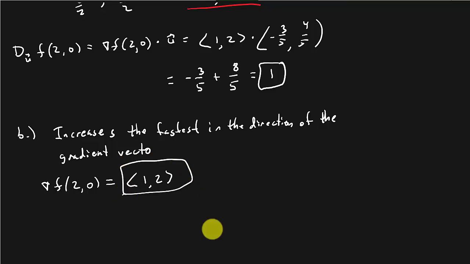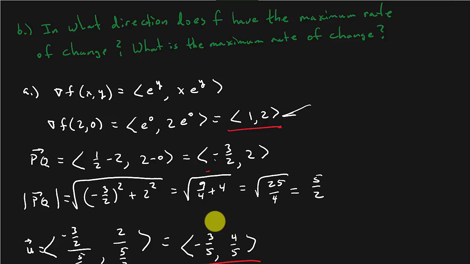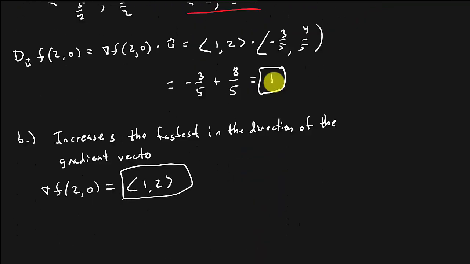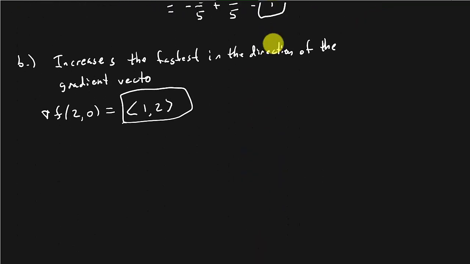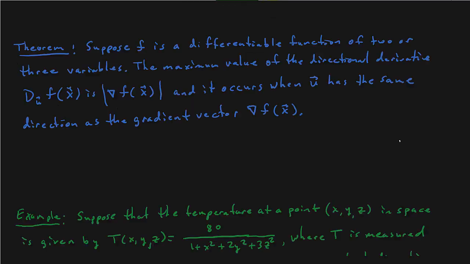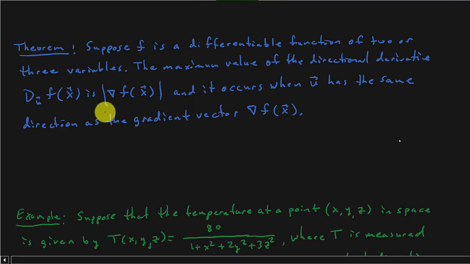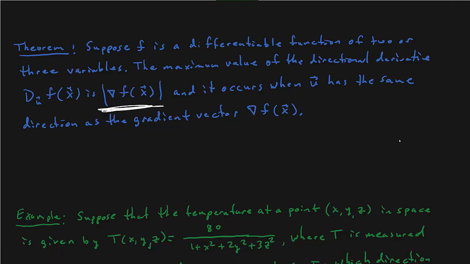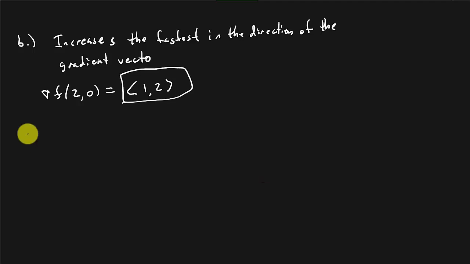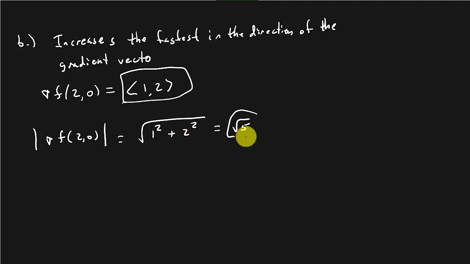And then it wants to know what is the maximum rate of change. Well, if you remember here, there's your maximum rate of change. That's going to be the magnitude of the gradient of f at (2, 0), which is equal to the square root of 1 squared plus 2 squared, which equals the square root of 5.